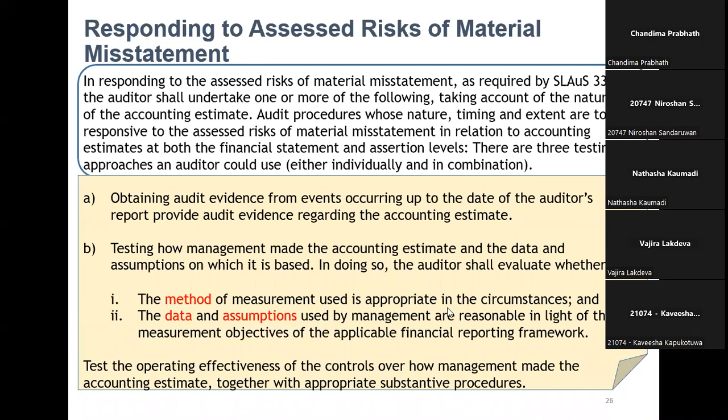Now let's say you are testing the impairment assessment on trade receivables. What are the controls within the process? What are the processes and then controls? So we need to test the controls as part of our testing, right? Test the operating effectiveness of the controls over how management made the accounting estimates.